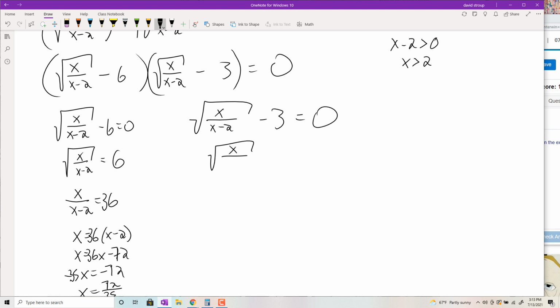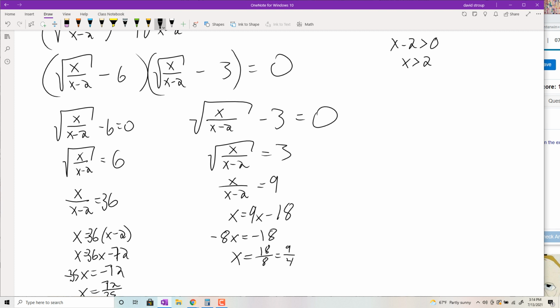I'll isolate the radical. Square both sides. Multiply both sides by x minus 2. I'll go ahead and distribute. So you get negative 8x equals negative 18. Divide by 8, negative 8 that is. You get 18 over 8, which is 9 over 4.